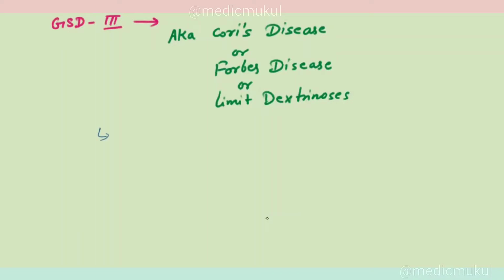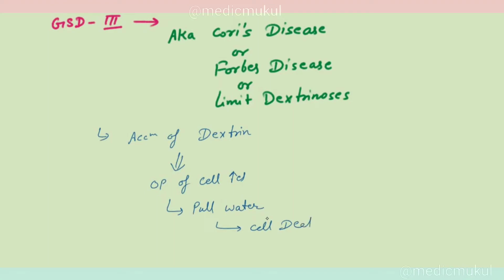So here there is an intracellular accumulation of incompletely broken down glycogen, that is dextrin. Due to the accumulation of dextrin, the osmotic pressure of the cell will increase, and this osmotic pressure will pull water in, which leads to cell swelling, and finally cell death.